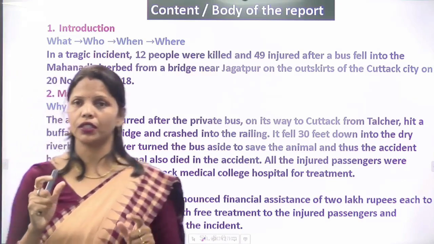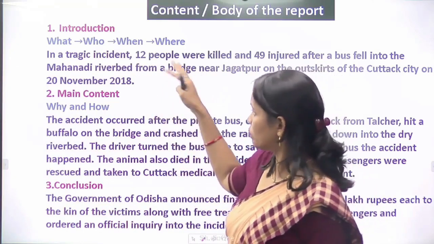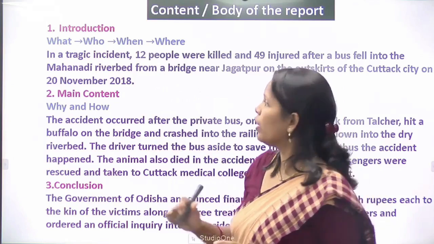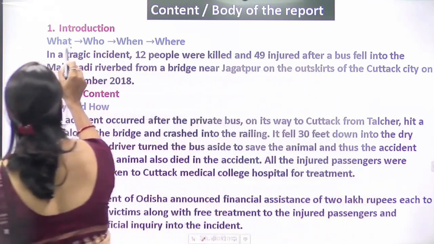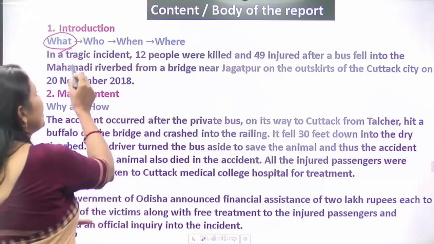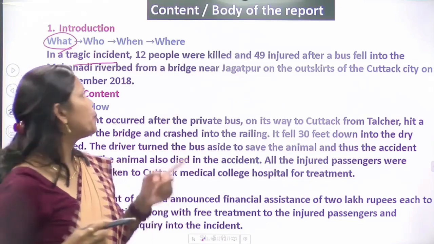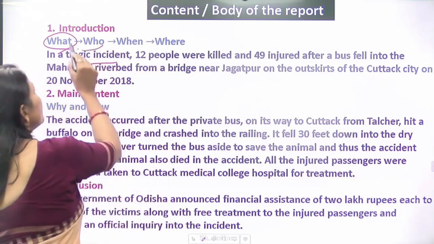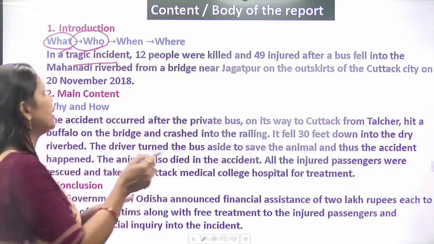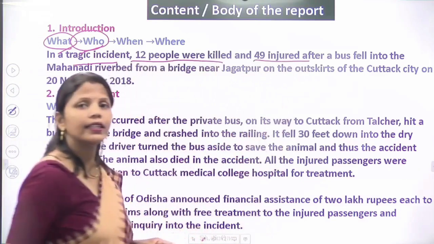The introduction. So, did you get all the answers from the passage? What had happened? A tragic incident, or we can say an accident. Then who were the persons affected? Yes, we get the answer: 12 people were killed and 49 were injured.